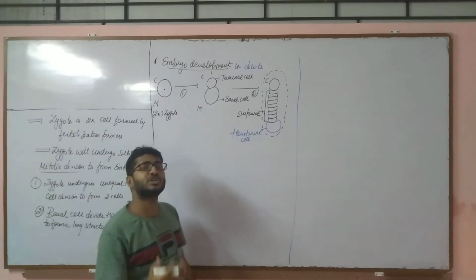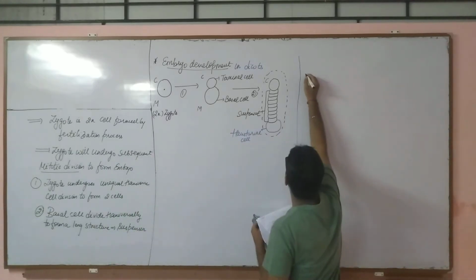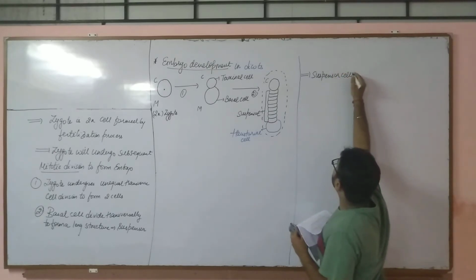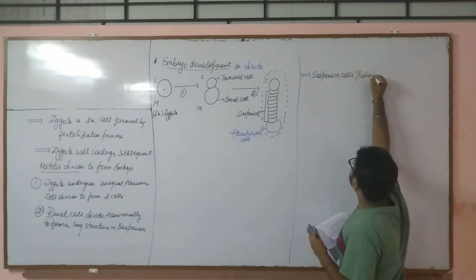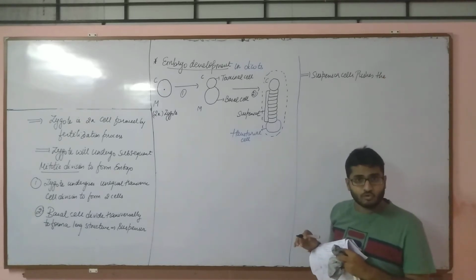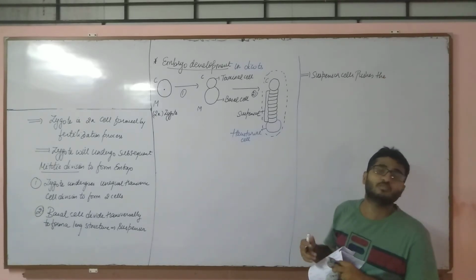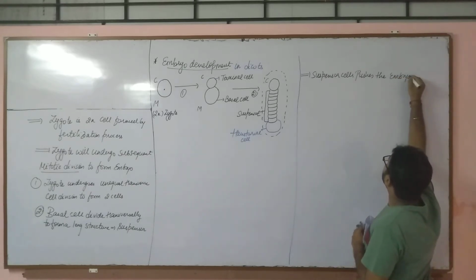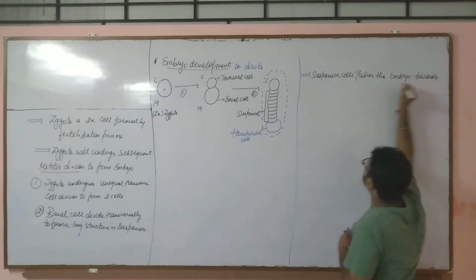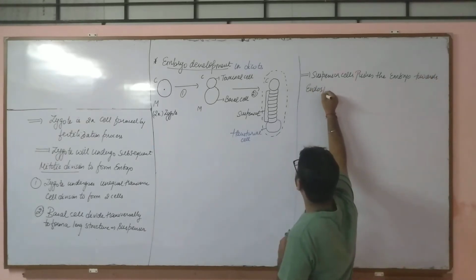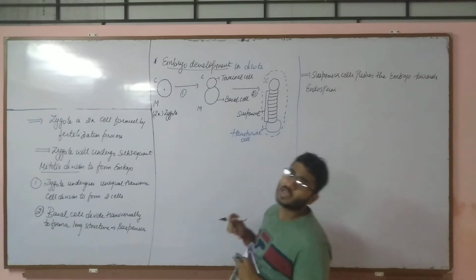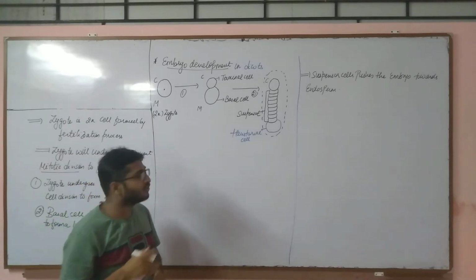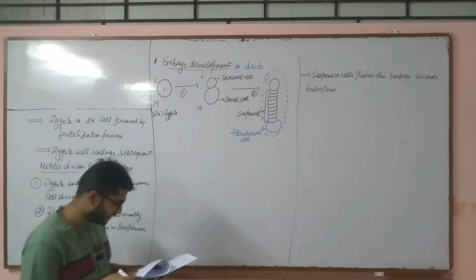Suspensor cells push the developing embryo towards the endosperm. So suspensor cells push the embryo towards the endosperm in such a manner that the developing embryo receives nourishment for further development. So this is the role of the suspensor, right?